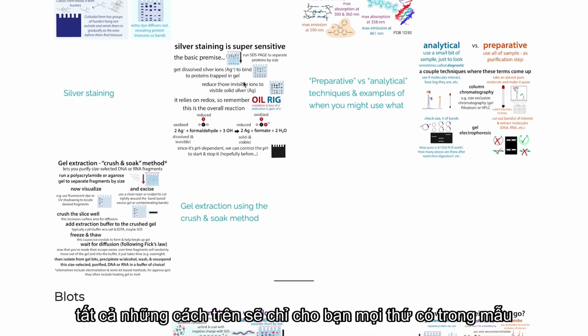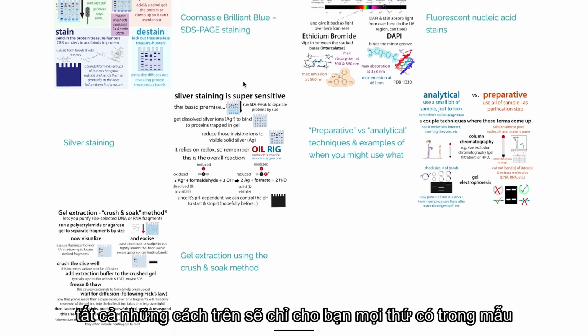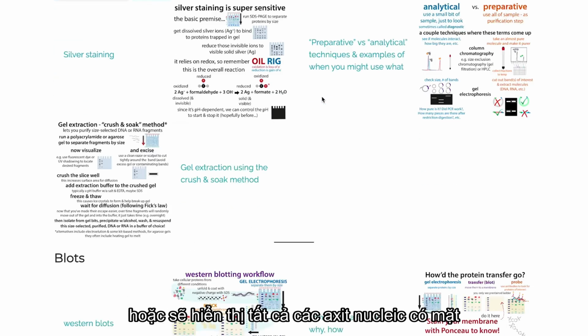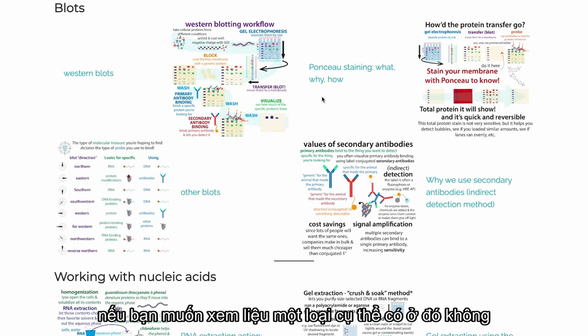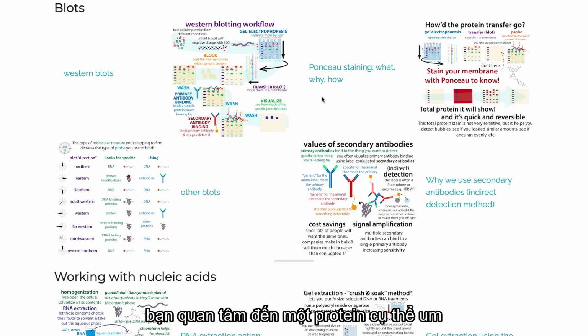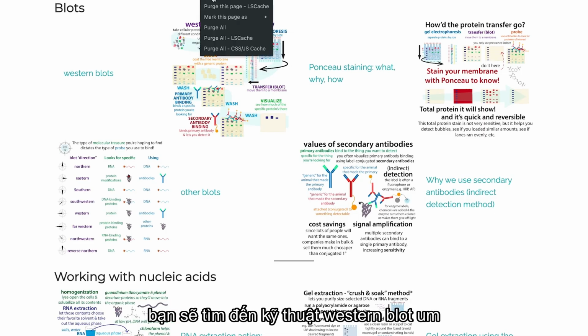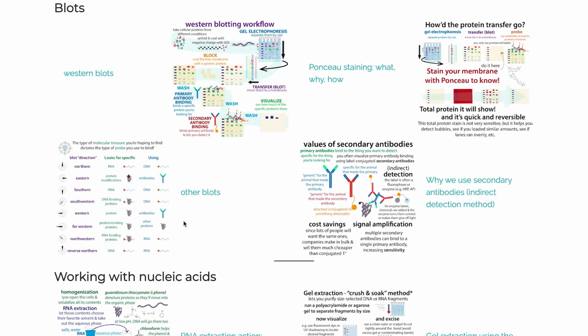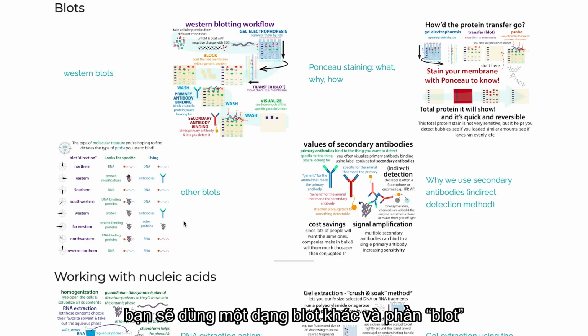Those were all going to just show you everything that was there. So it's going to show you all of the different proteins that are present, or all of the nucleic acids that were present. If you're interested in seeing if a specific one is there, if you're interested in a specific protein, you're going to be looking towards a Western blot. And if you want to look for a different type of molecule, like a DNA or an RNA, you're going to be using some other sort of blot.